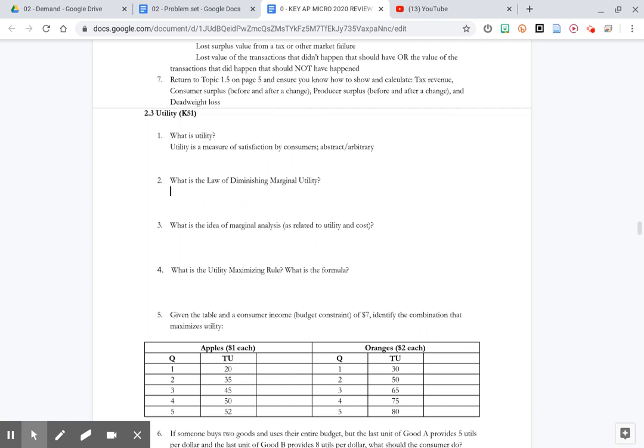The law of diminishing marginal utility states that as you consume increasing quantities of a good, your utility will diminish. So that's the idea that no matter what kind of good, eventually you will start to see this occur.